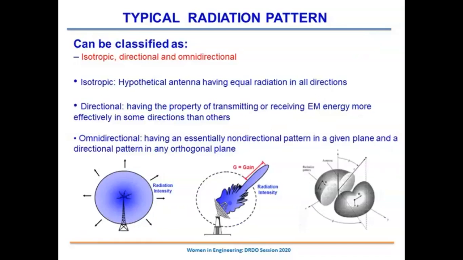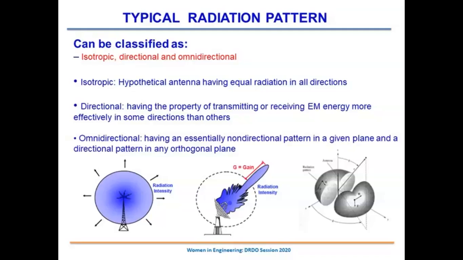So depending upon the radiation pattern, we can classify antennas as isotropic, directional and omnidirectional. Isotropic is basically a hypothetical antenna, but it serves as a reference, because certain terms in antennas like directivity are all considered with respect to the isotropic antenna. It is a hypothetical antenna having equal radiation in all directions. In 3D, you can imagine it to be a sphere.